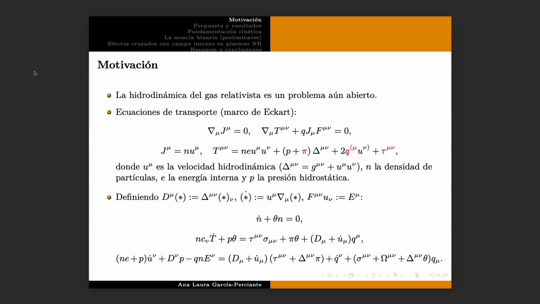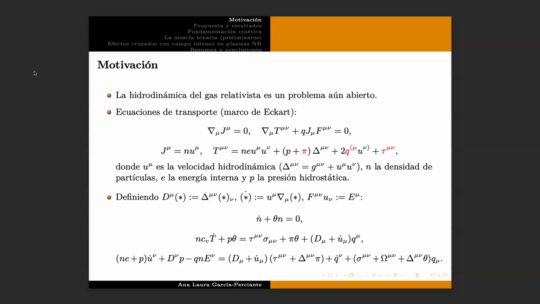And what we're used to seeing is just the particle current in the direction of the hydrodynamic velocity. Here, using hydrodynamic velocity, N is the particle density, E is the internal energy, P the hydrostatic pressure, and the terms that are marked in red are the dissipative contributions to the energy and momentum tensor. This is the pressure deviator, which has to do with the bulk viscosity. Q is the heat flux, and tau is related to the shear stresses, the shear viscosity.